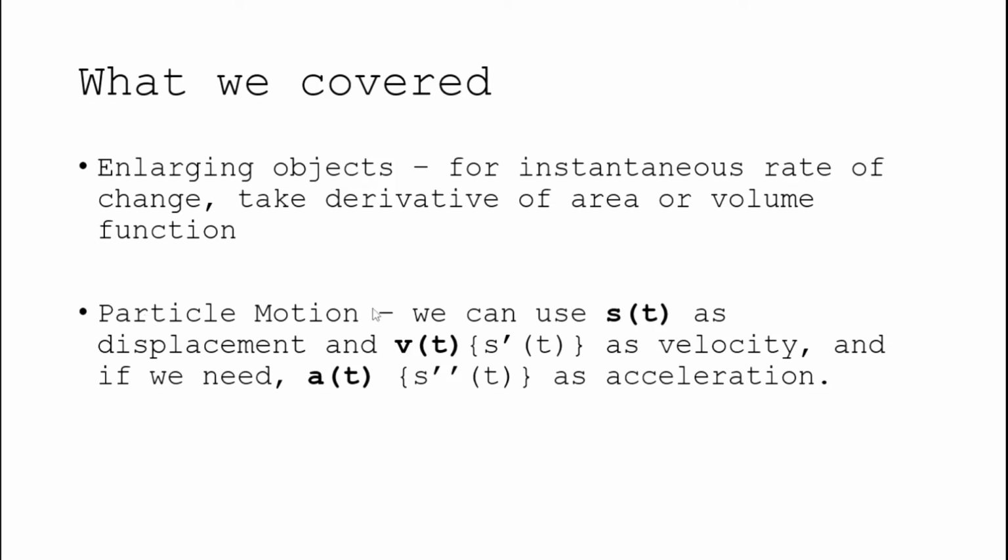Next, we dealt with particle motion. To expand on it a little bit, S of t is the displacement, V of t is the velocity, and that's also the first derivative of S of t, and acceleration is the second derivative of the displacement. And that is all, folks.